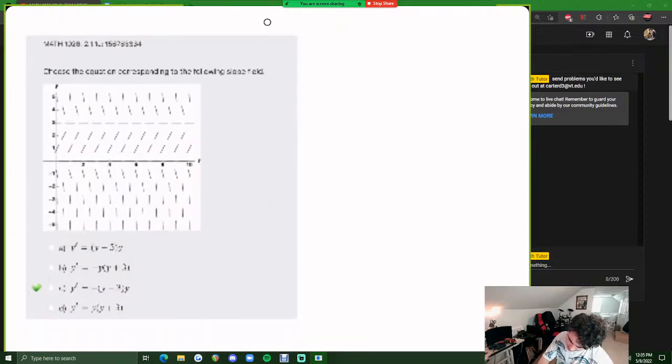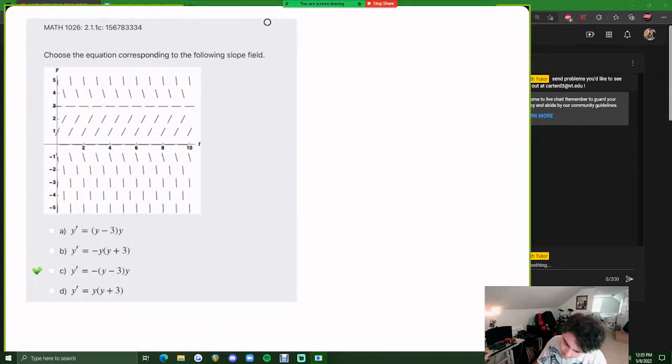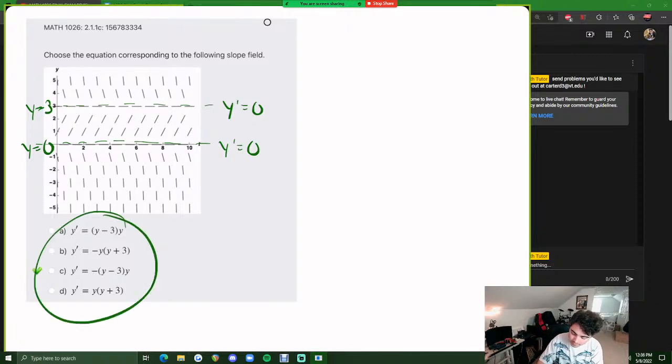All right, let's keep it going. What else do we have here? So another slope field, and they're asking which one corresponds to this slope field. So which equation corresponds? And the first thing really to recognize, one of the main things, is these flat line sections. At particular y values, the y prime values are 0. The y values where these occur are y equals 3 and y equals 0, which means if we plug in y equals 0 or y equals 3 in here, the output of the correct y prime should be 0.